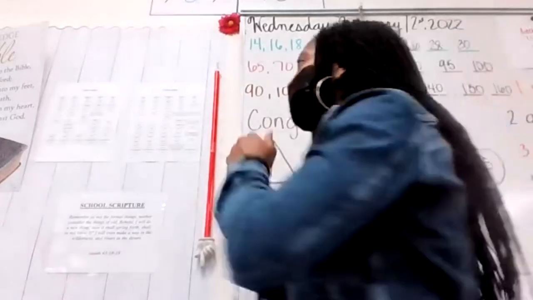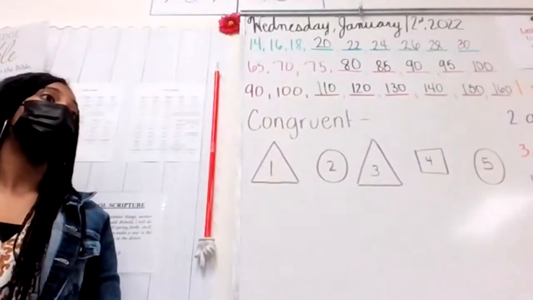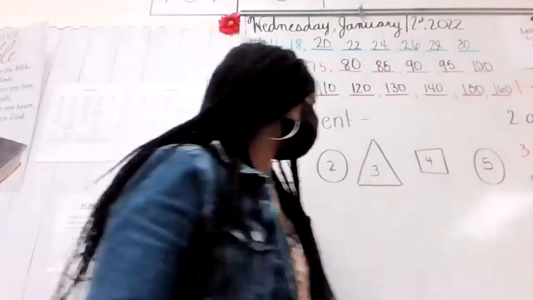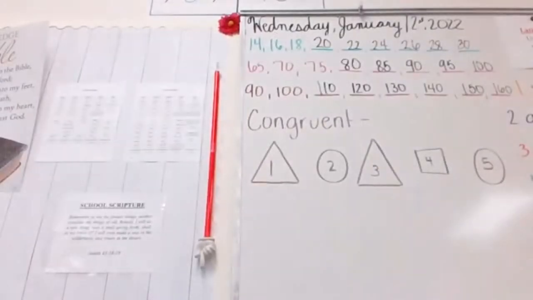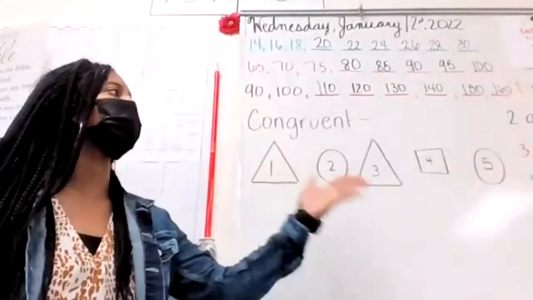10, 20, 30, 40, 50, 60, 70, 80, 90, 100, 110, 120, 130, 140, 150, 160. Good. Okay, so that's counting by 10s, going past 100.